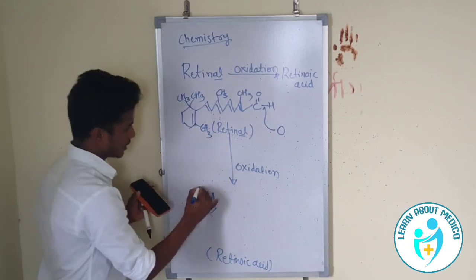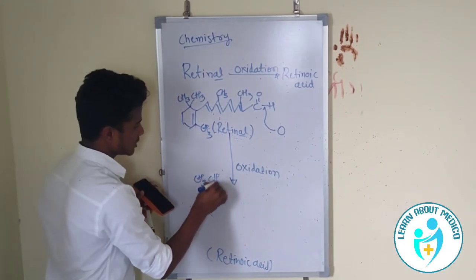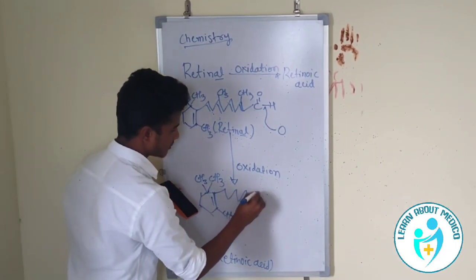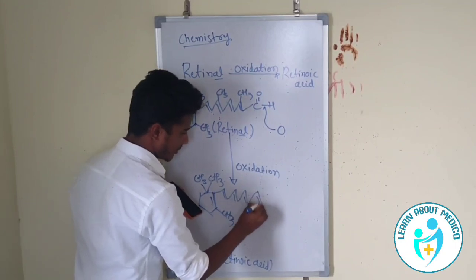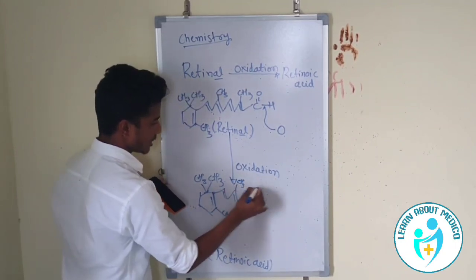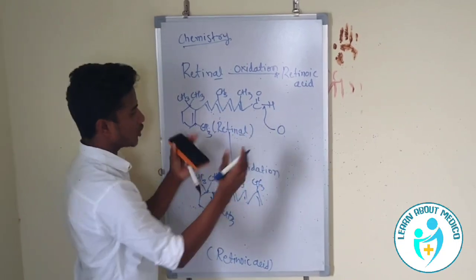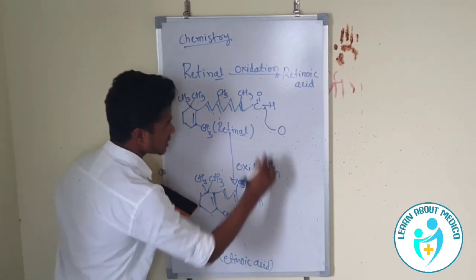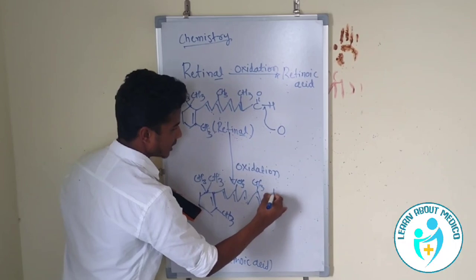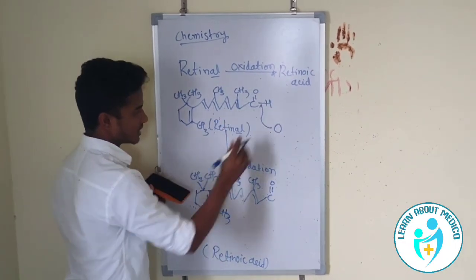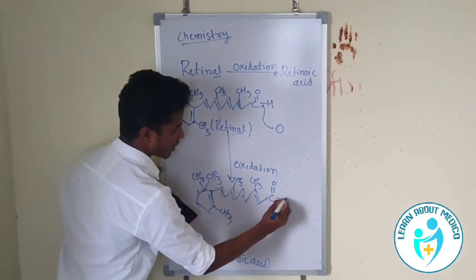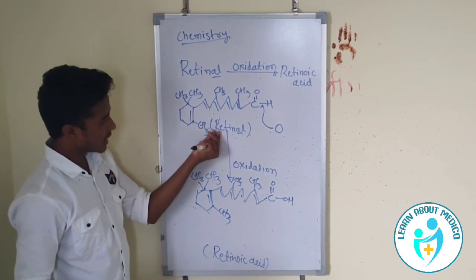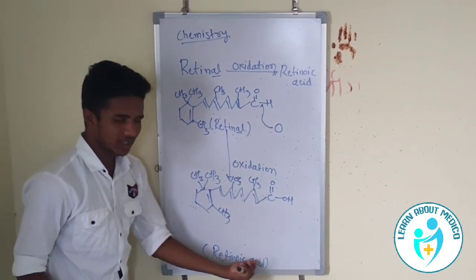Here CH3, here is also CH3, double bond. Here is CH3, and here is also CH3. What happened here? Oxidation means addition of oxygen. This carbon atom is added with this oxygen. C double bond O is as it is. This oxygen and the hydrogen combined to form OH. This is the structure of retinoic acid. That is, the retinal undergoes oxidation, which gives retinoic acid.